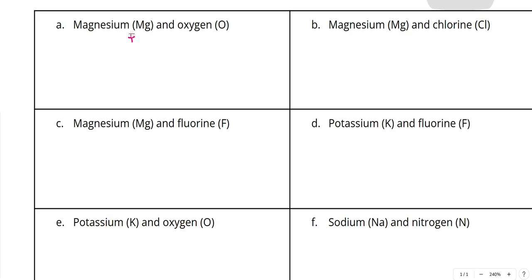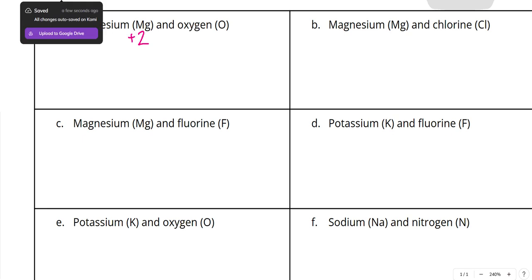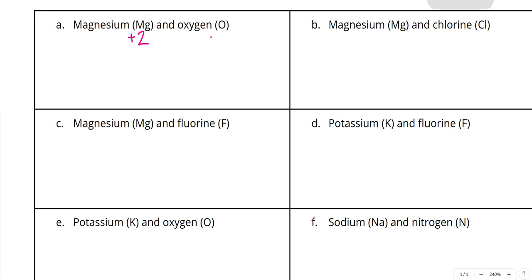When magnesium loses 2 electrons, it loses 2 negatively charged particles. It becomes more positive. It has a +2 charge. Oxygen has 6 valence electrons. It's easier to gain 2 to get to 8 valence electrons. When it gains 2 of those negative particles, it has a -2 charge. All right, this is your first step.